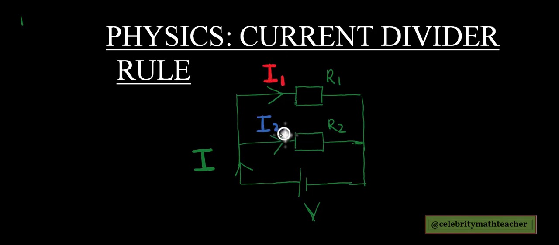or I2. But what we know for sure is that at a given point, an incoming current will be split. So current I is equal to I1 plus I2. That's a fact that we know from resistors in parallel connection.